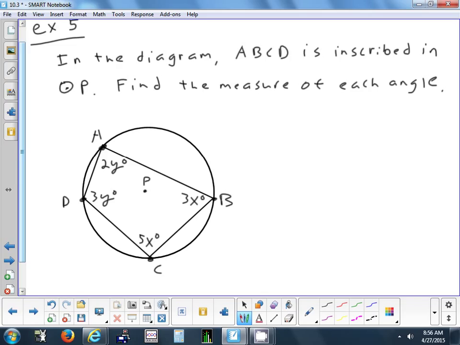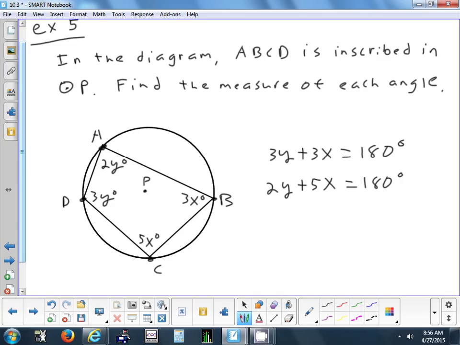3y plus 3x, yep, has to equal 180. There's one equation. Somehow, 3y plus 3x has to add up to 180. What's another equation? 2y plus 5x has to equal 180.